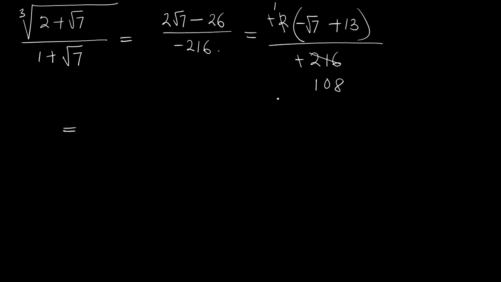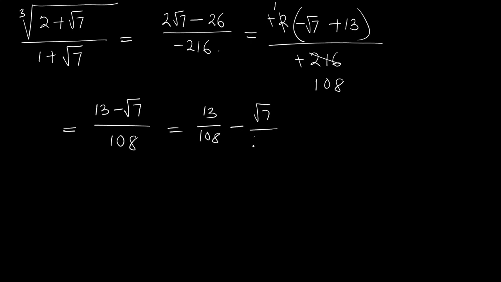So this expression now can be written as 13 minus root 7 divided by what? 108. So this is the same thing as saying you have 13 divided by 108 minus root 7 divided by 108. So this is the final answer to this problem.